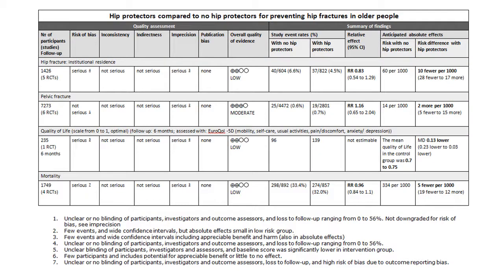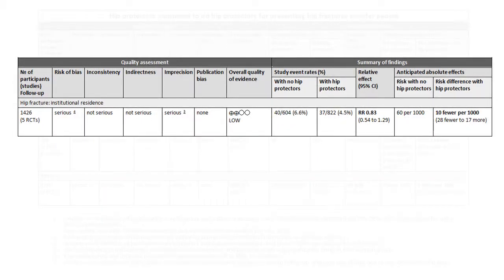This is the evidence profile that was prepared for the healthcare question. In this case, we conducted a systematic review of the effects of hip protectors on hip fractures, pelvic fractures, quality of life, and mortality, all considered patient-important outcomes. Let's take a closer look at the hip fracture outcome.